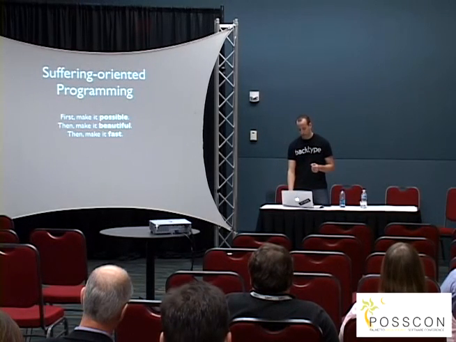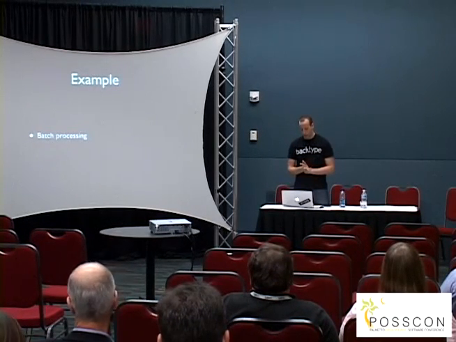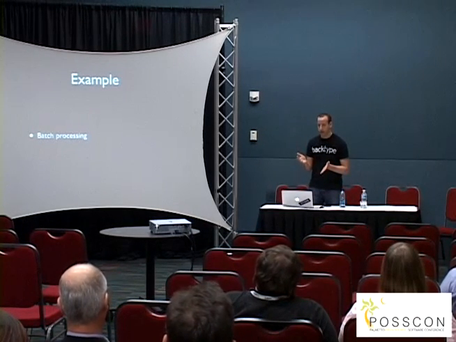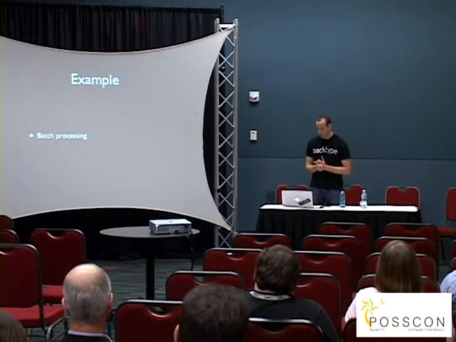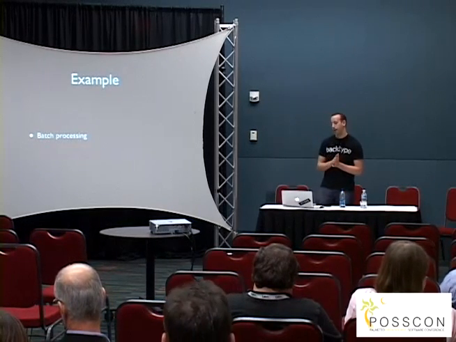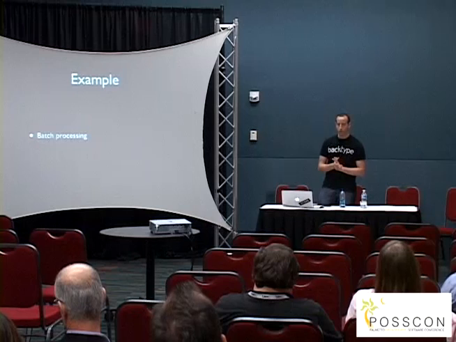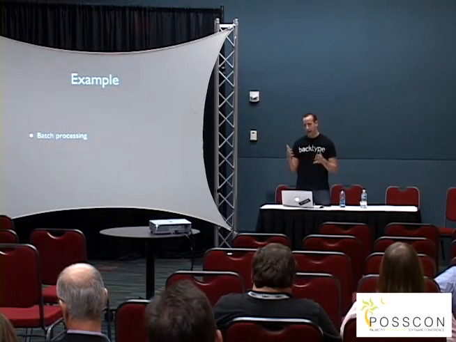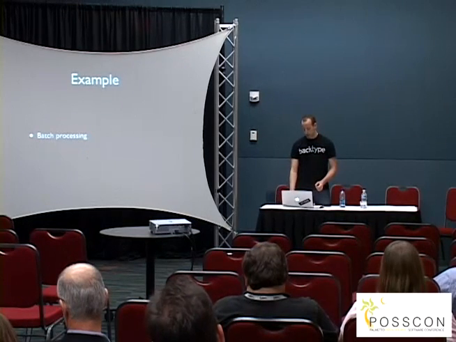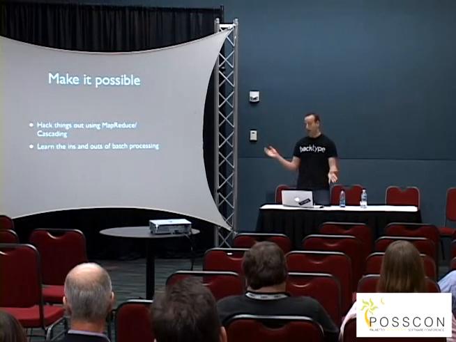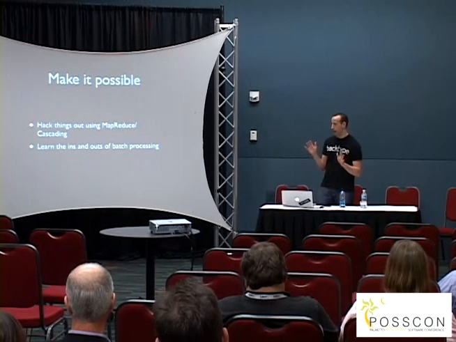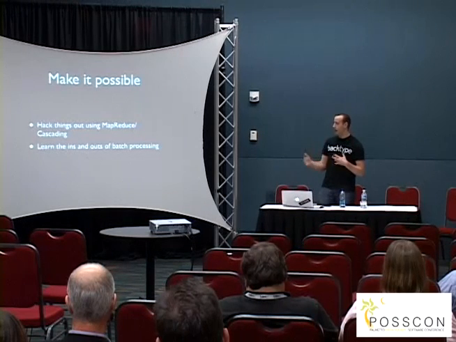So let me give you an example. At BackType, we do a lot of batch processing on large data sets. When we started doing batch processing, we were using this new tool, Hadoop, and we didn't really understand it that well. But we had some things we wanted to do with it. So first, we made it possible. We would hack things out just using the straight APIs that were provided and this library called Cascading. And that let us learn the ins and outs of batch processing.